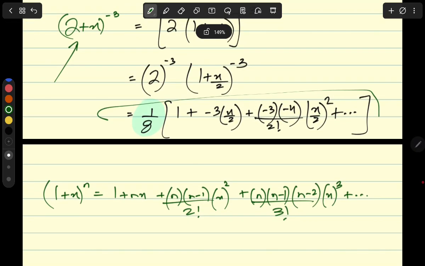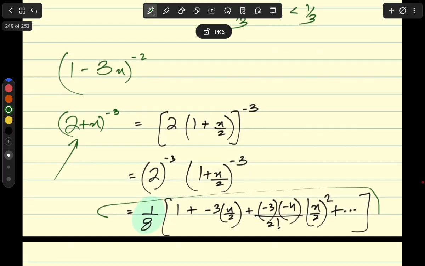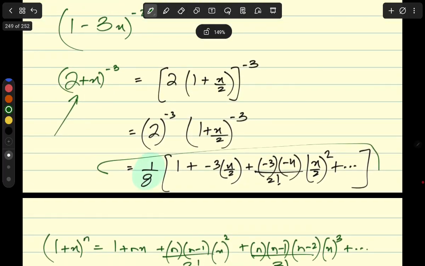Now, are we finished here? No. Cambridge is still going to ask you to state the range of x, right? So when it asks you to state the range of x for this question, you don't have to state the range for x by itself. You have to state the range for x upon 2, right?